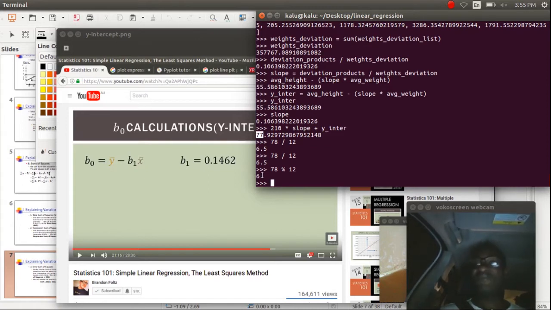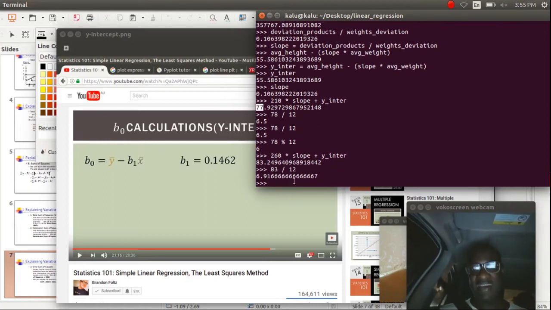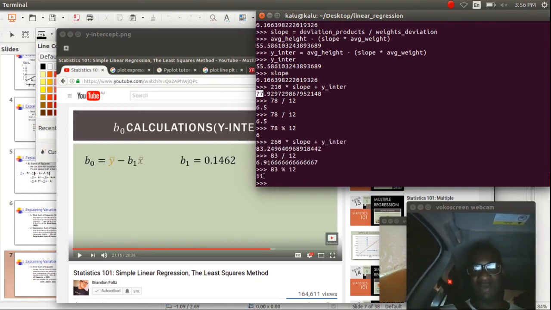So why don't we try it for a different weight. Let's say that he weighed maybe 260 pounds. In that case, we do the weight, 260 pounds, times the slope plus the Y-intercept. And then we would predict him to be 83 inches. So again, we can do 83 inches divided by 12. That is 6 feet, and then 83 inches divided by 12 gives us a remainder of 11.